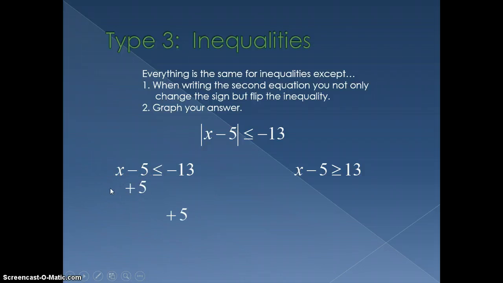Now again, this is a one-step problem. I'm going to add 5 to both sides, and I'm going to get x is less than or equal to -8. I'm going to add 5 to both sides on this side of this equation, and I'm going to get x is greater than or equal to 18.